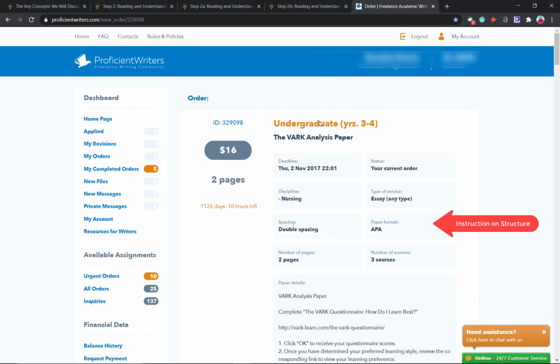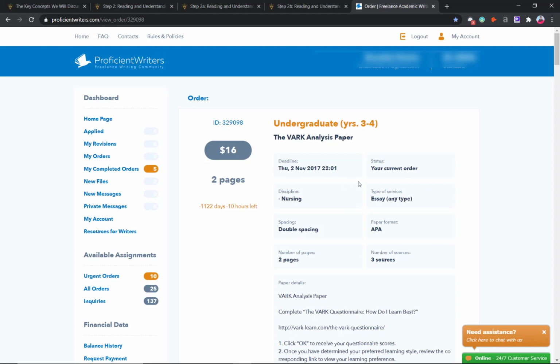So the first section of the paper, this entire section, that is the first category of instructions. Instructions on the structure of the paper. They give you stuff like the deadline. When was the deadline? This paper was supposed to be complete by Thursday, 2nd November 2017. Oh, I'm yet to complete it. What? It's late by like 1,122 days. Boy, oh boy. Anyway, you get the point.